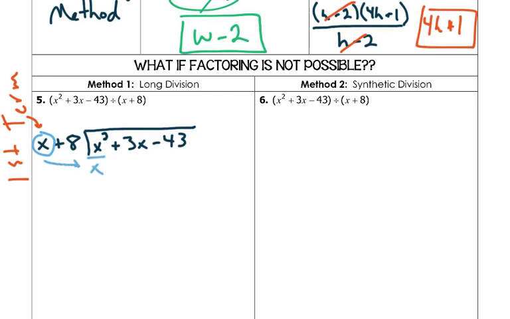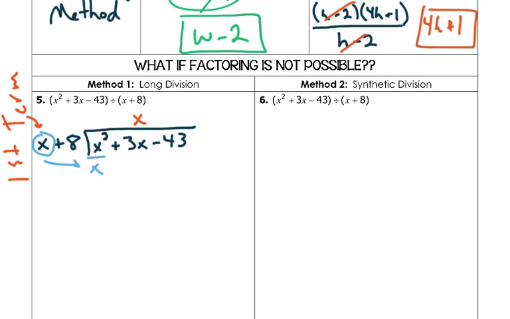When we do that, what do we end up getting? X squared divided by x. Well, we end up getting x. So we're going to put that x over top of where we see the x. There's an x there, so we're just going to line them up, okay? And we're going to put that up at the top.